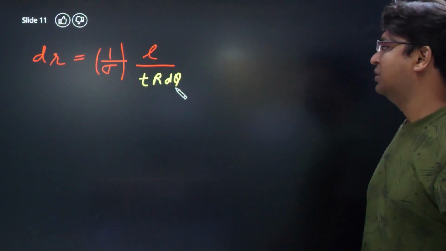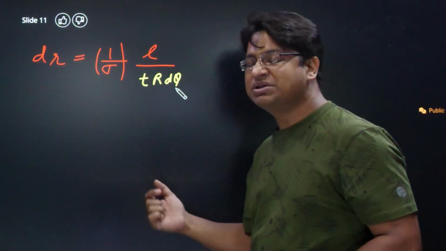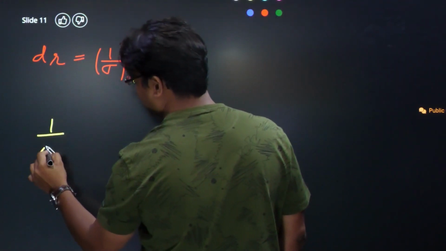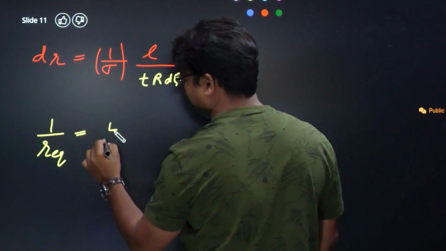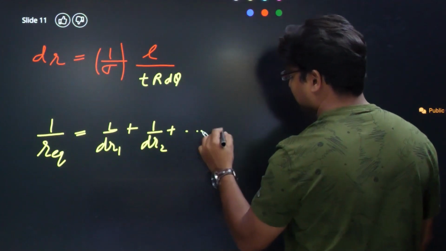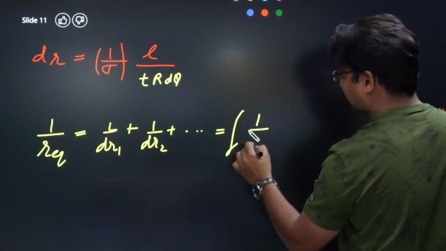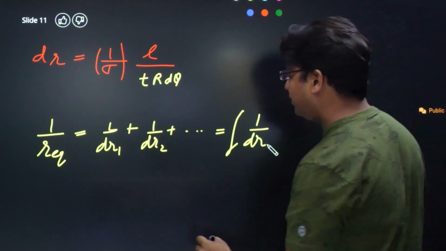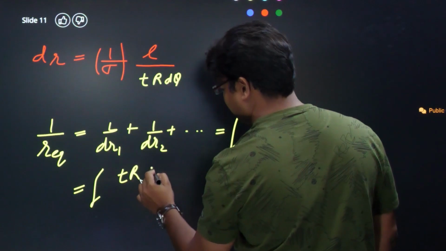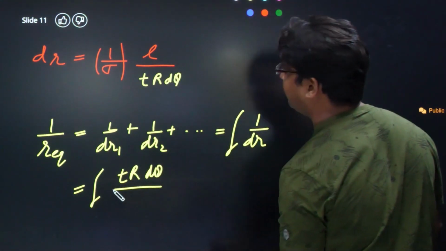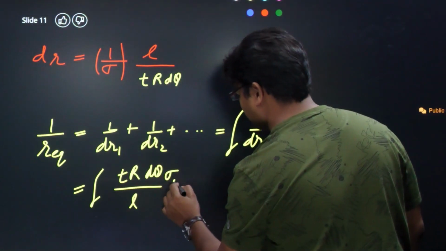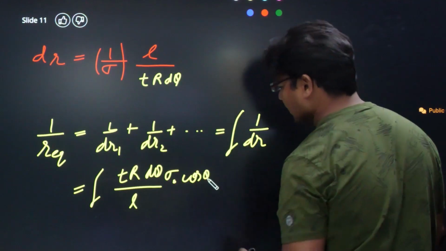Check this out. Now because all the elements are connected in parallel, therefore we will write 1 upon R equivalent equals 1 upon dr1 plus 1 upon dr2, and so on, which ultimately becomes the integration of 1 upon dr. So it will become the integration of T R d theta divided by L. The sigma also goes in the numerator, and sigma was sigma naught cos theta. So this is what we get, and also check the limits.